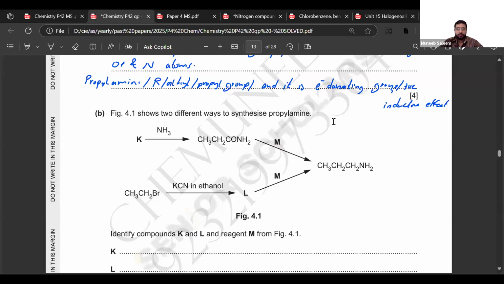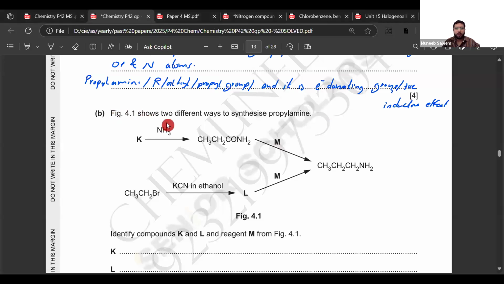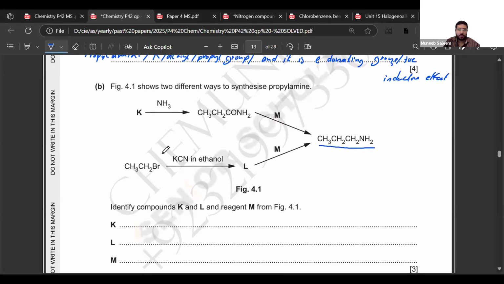Now the next question. Figure 4.1 shows 2 different ways to synthesize propylamine. So we have the formation of propylamine over here. Now we have to see two different routes here and identify compounds K, L, and M. So K is reacting with ammonia to make the propylamide over here. So propylamide formation by reaction of ammonia.